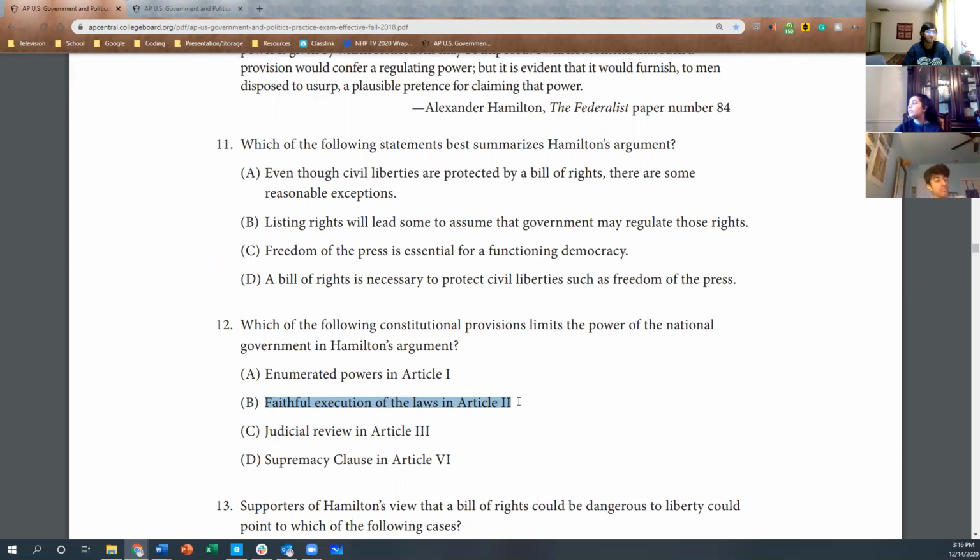Faithful execution of the laws, that kind of gives more power. That's like the elastic clause for the president, right? Yeah. It's like necessary and... I mean, what was it called again? Commerce clause? No, the thing about the president. What was the exact phrase? It was like do all things needed or something. I can't remember.